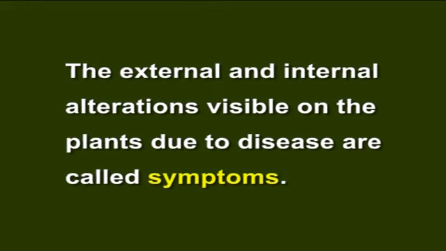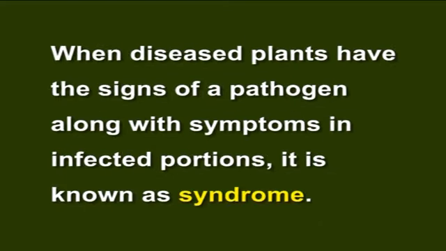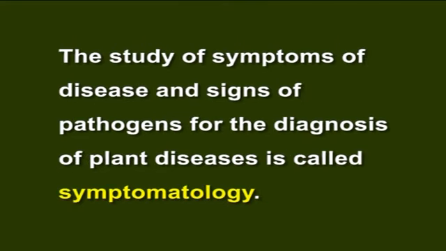The external and internal alterations visible on the plants due to disease are called symptoms. The presence of pathogen parts like vegetative and reproductive structures, mycelium and spores on a host plant is termed a sign. When diseased plants have the signs of a pathogen along with symptoms in infected portions, it is known as a syndrome. The study of symptoms of disease and signs of pathogens for the diagnosis of plant diseases is called symptomatology.